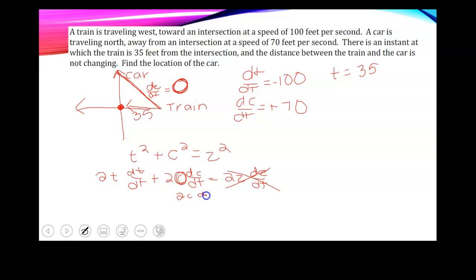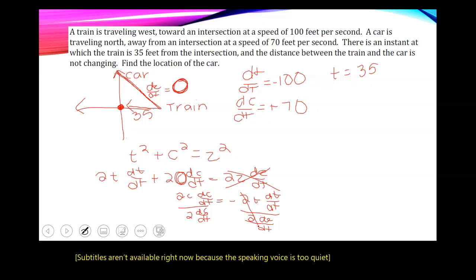So you have 2c dc/dt equals negative 2t dt/dt. So you cancel the twos. Divide by 2 dc/dt. The twos are going to cancel. So it's going to be c equals the train's spot times the train's velocity divided by the car's velocity. That's why the sign didn't really matter. Yeah, because it's going to be a negative times a negative.